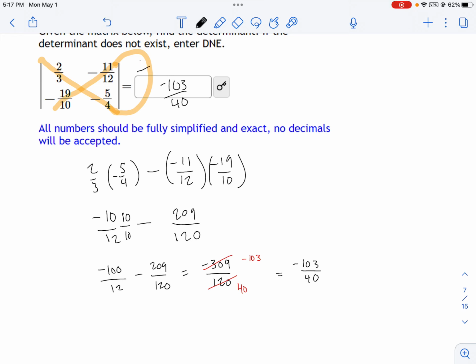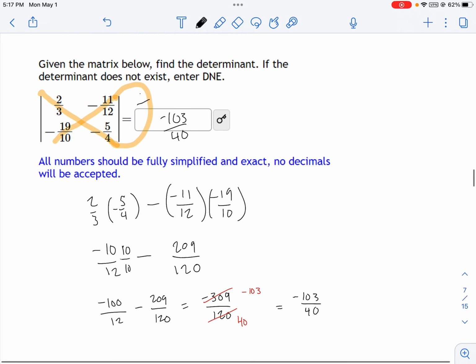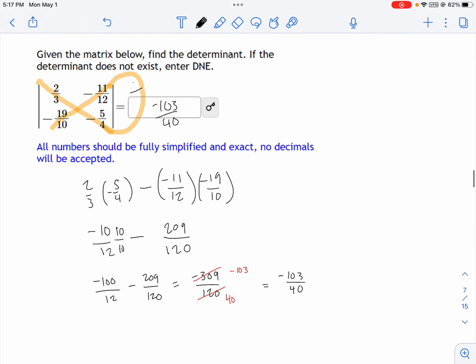Okay? And that just needs to be as simplified as you could possibly get it, -103 over 40. If you put in something that's unsimplified, that's a problem. It's asking for it to be fully simplified. You won't get full credit. So do keep that in mind when you're looking through these. But that is it. That is finding the determinant. So main diagonal, find that product, subtract the product of the other diagonal.